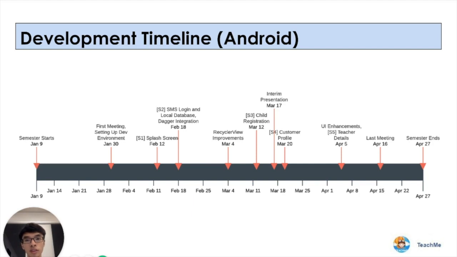Now I'd like to talk about the development timeline for Android. The first phase consists of S1 and S2, S being shorthand for story. The first phase consists of the splash screen and the SMS login. We also integrated Dagger in the first phase. The second phase includes the recycler view improvements and S3, S4, which is child registration and customer profile. The last phase includes some UI enhancements and S5, which is teacher details.